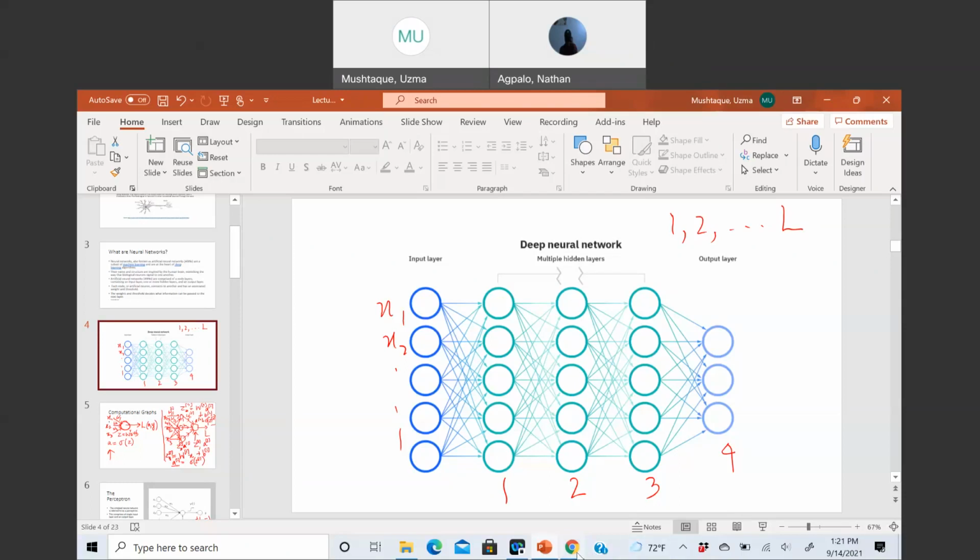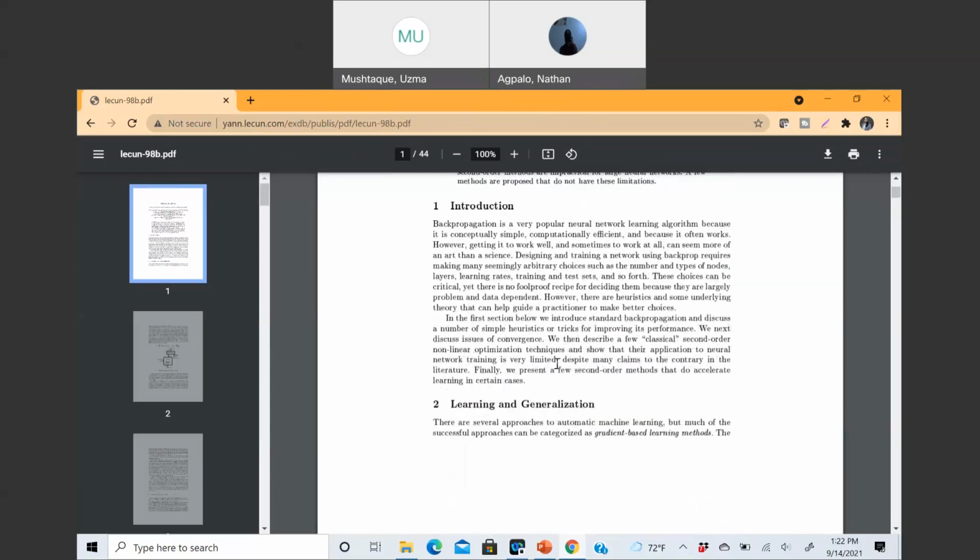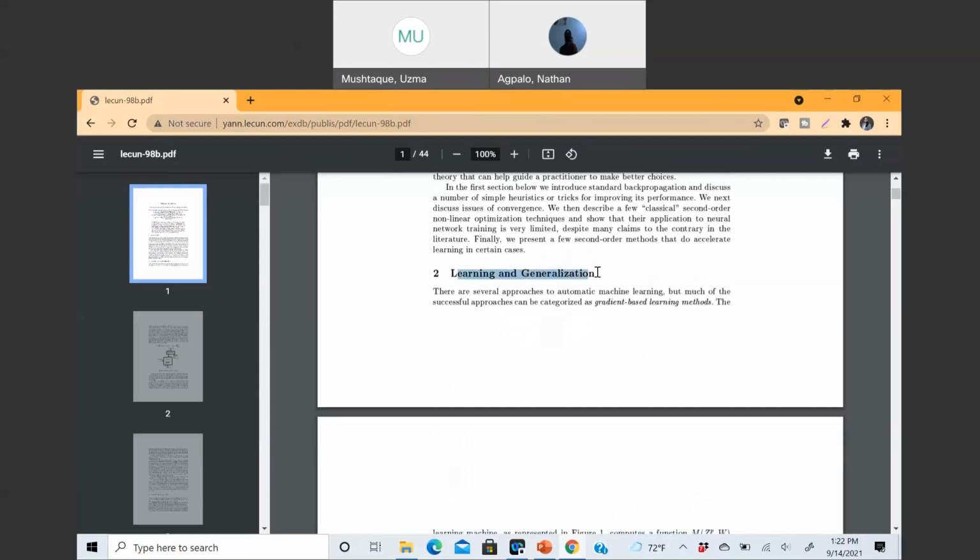And this is an excellent paper that talks about what issues this entire back propagation and forward propagation poses, and how we can deal with those. The first section talks about learning and generalization. Always remember, if your model is giving you 99.99% accuracy on the training data, that's bad because most likely it's not going to generalize on unseen data. So generalization is a problem because of overfitting with neural networks.